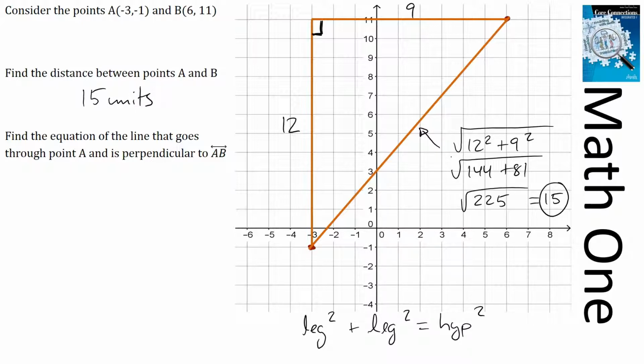And if I was asked what's the perimeter of that triangle, I would add the 12 and the 9 to it, and I would have the perimeter at that point. But whenever we're finding the length of these diagonal segments, we need to deploy the Pythagorean theorem to do so.